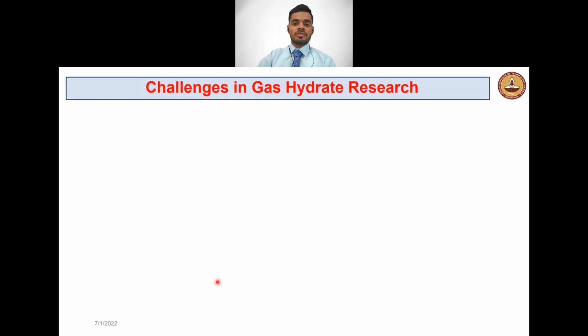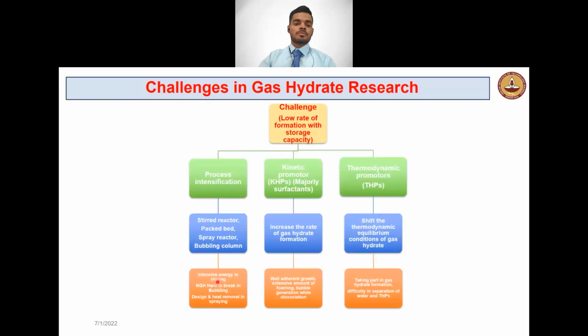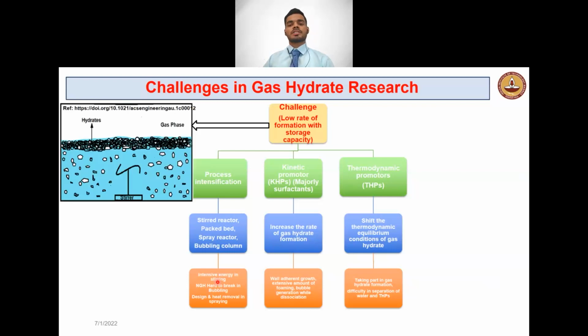Now, what are the challenges we are facing in gas hydrate formation? Gas hydrate is a gas-liquid phenomenon. Once the gas hydration starts, hydrates start forming at an interface, and will form a layer which will enhance the mass transfer resistance, and hence will have a lower rate in further time. So how will we encounter it? For that, there are a total of three approaches we are taking care of.